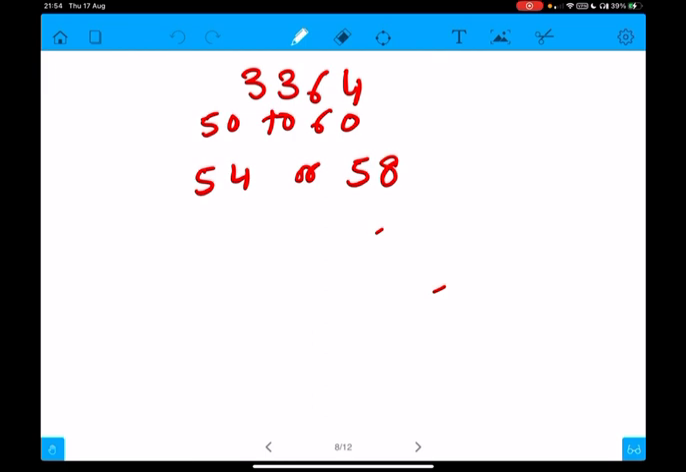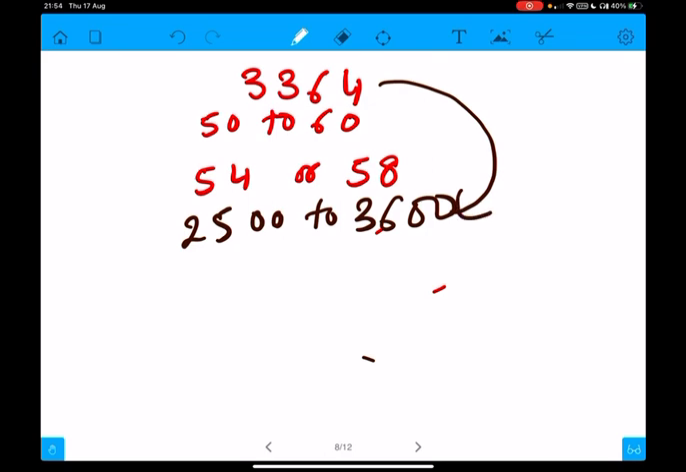To give one more example, 3364. 5 5s are 25, so 2500. It lies between 2500 and 3600. So the number 3364 lies between 2500 and 3600. So that is between 50 and 60. So here if you see, the number has to be 54 or 58. 3364 is closer to 3600 and not closer to 2500. So this number will be 58.